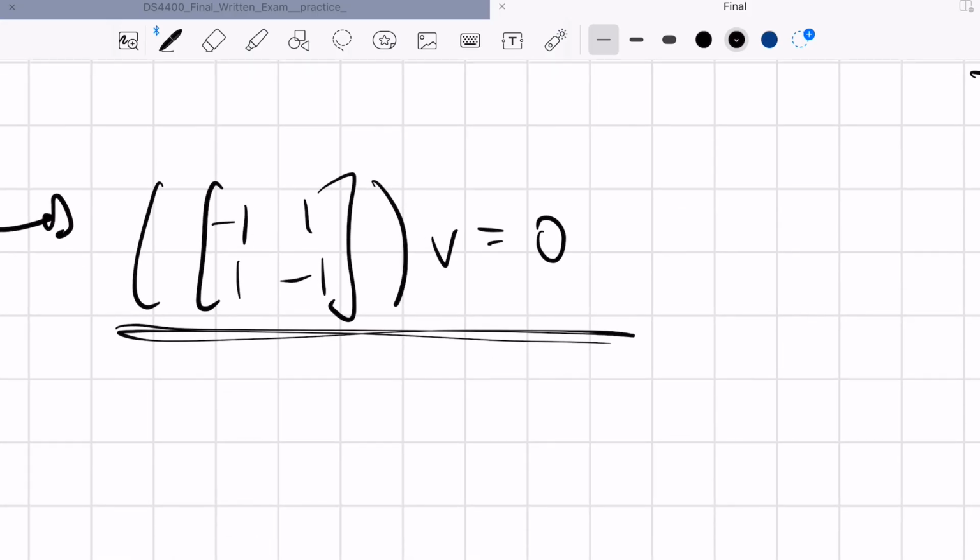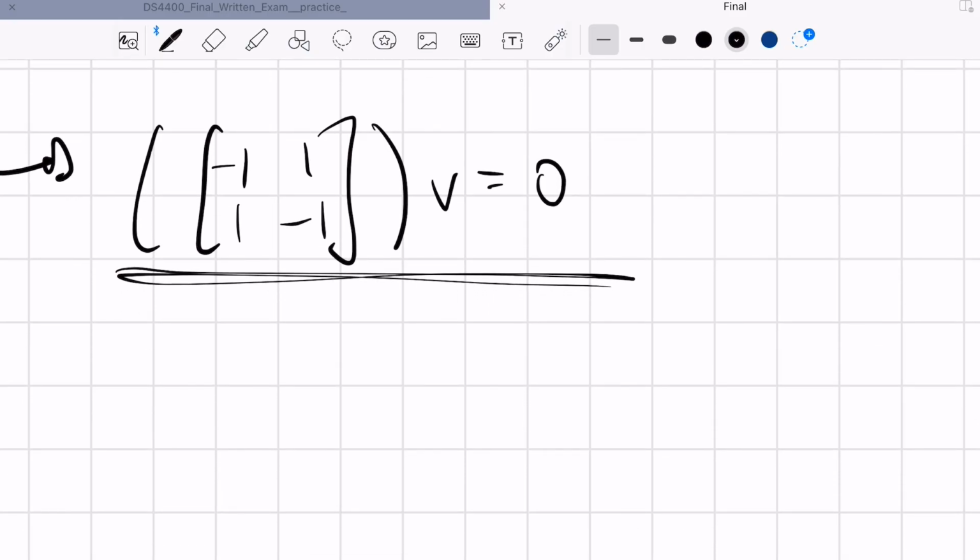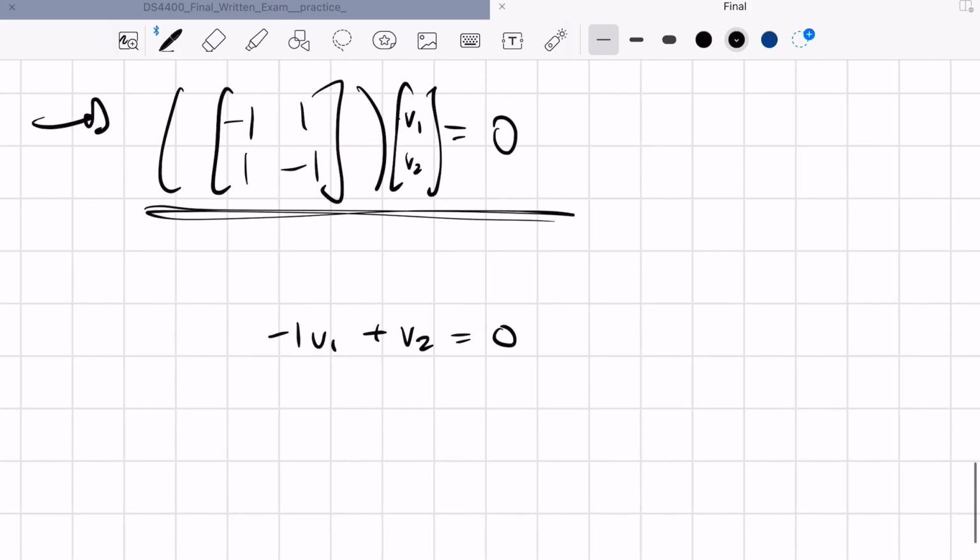Just eyeballing it, it seems like the first row is just the negative of the second row. So really we just need to solve one equation. Here, I'm going to simplify this out. We know v is equal to v1, v2. So really we just need to solve the following equation: negative 1 v1 plus v2 is equal to 0. If we just rearrange it, we say v1 is equal to v2.